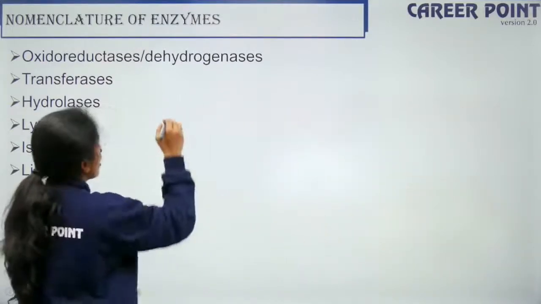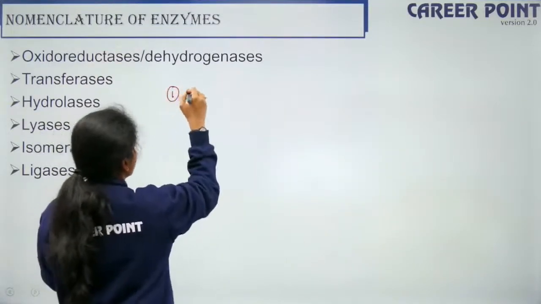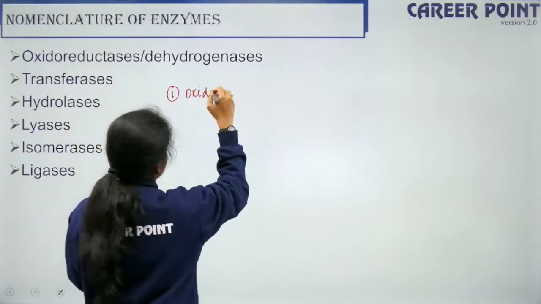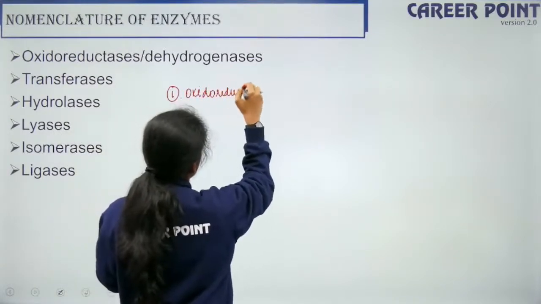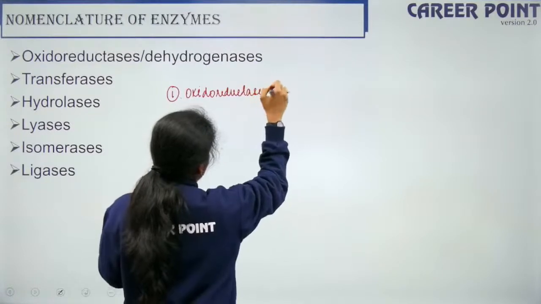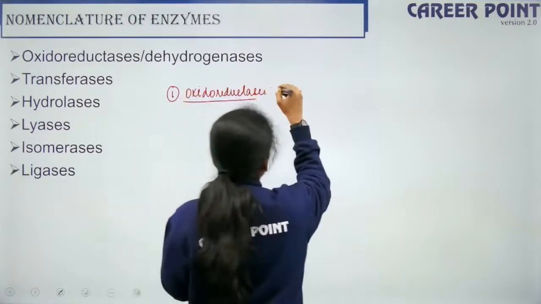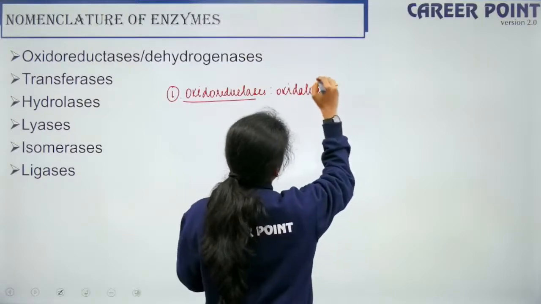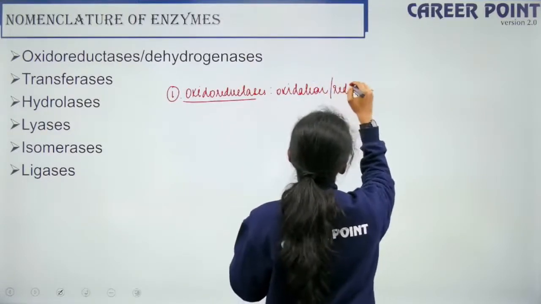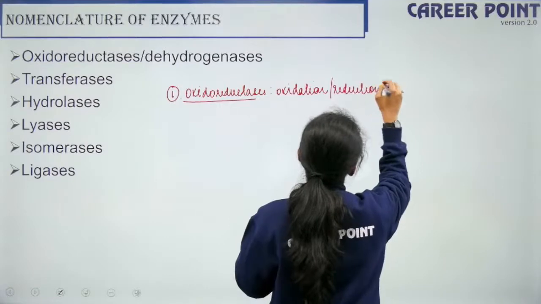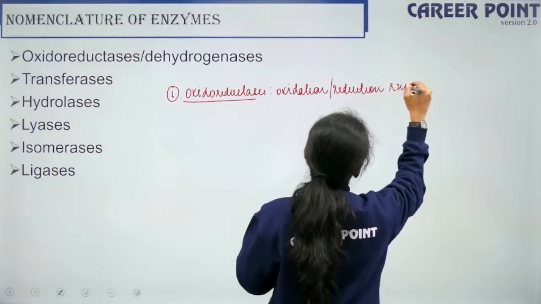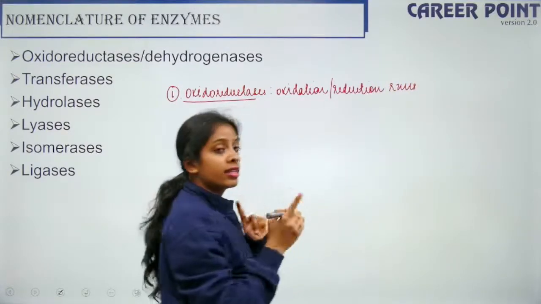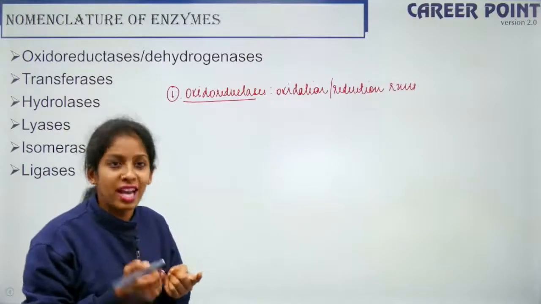First let's talk about oxidoreductases. They catalyze oxidation reduction reactions, that is, they help in the catalysis of the transfer of electrons, right?